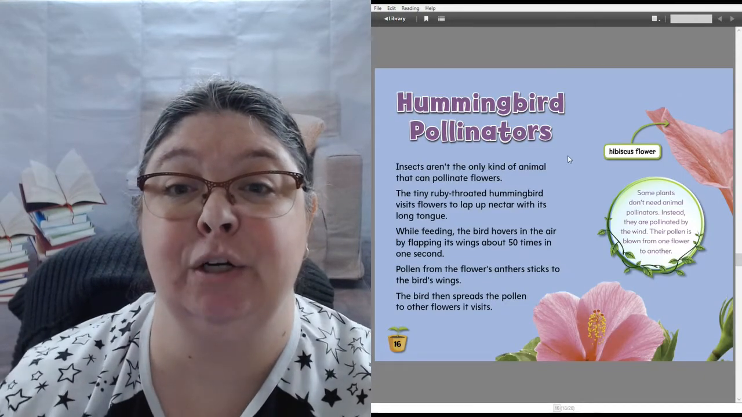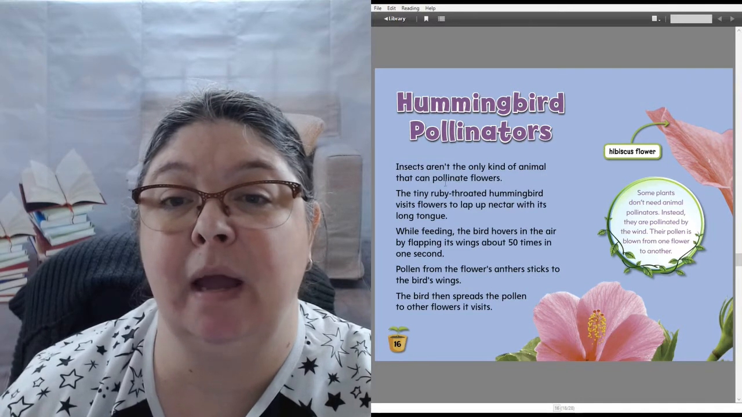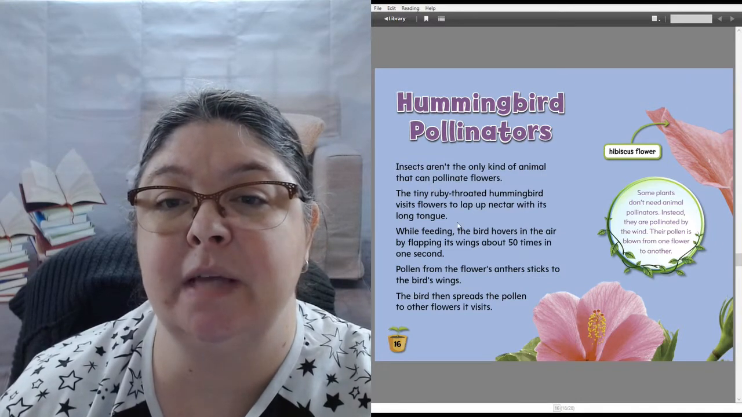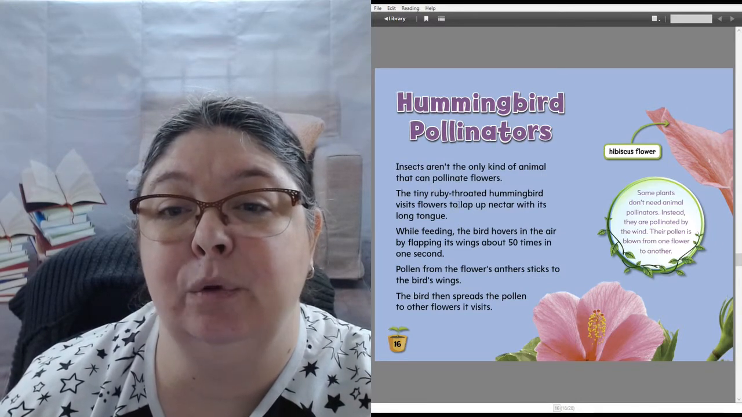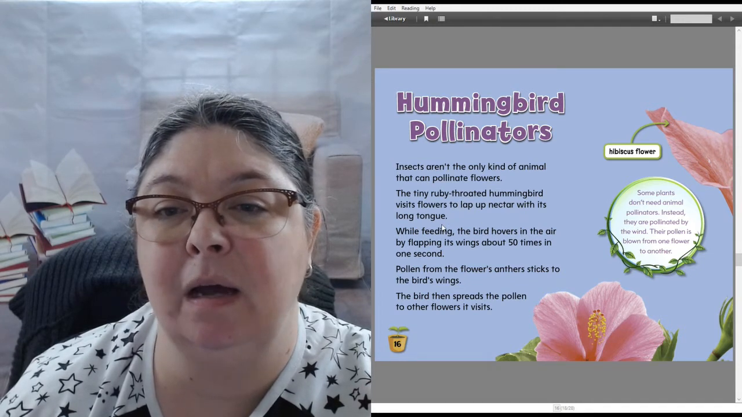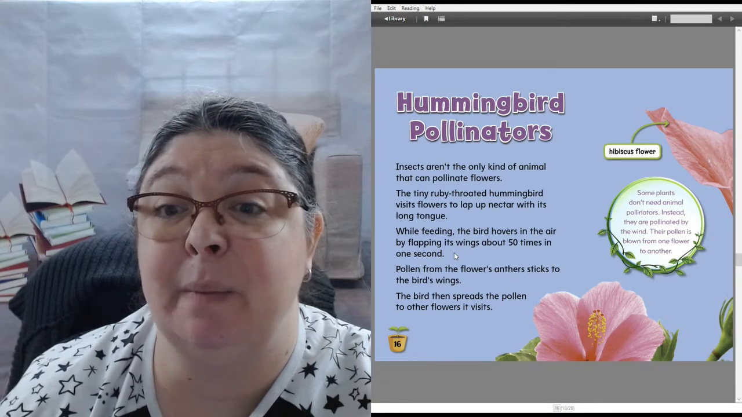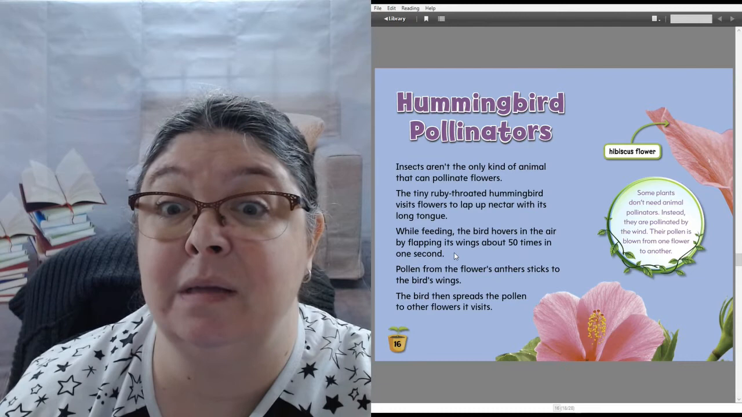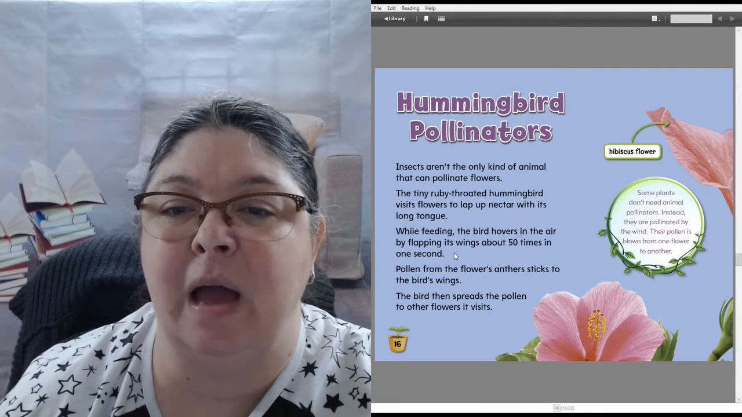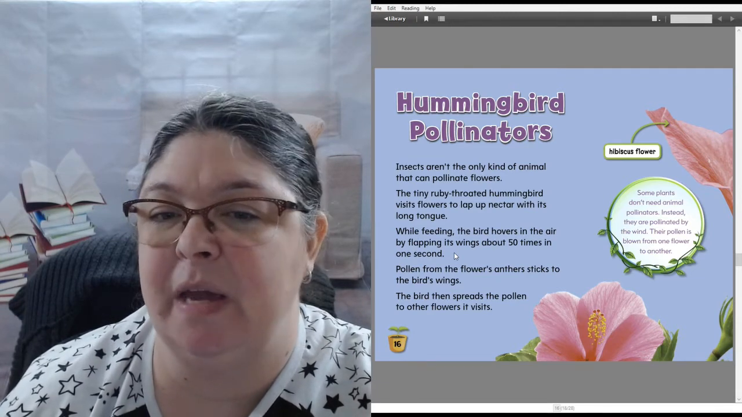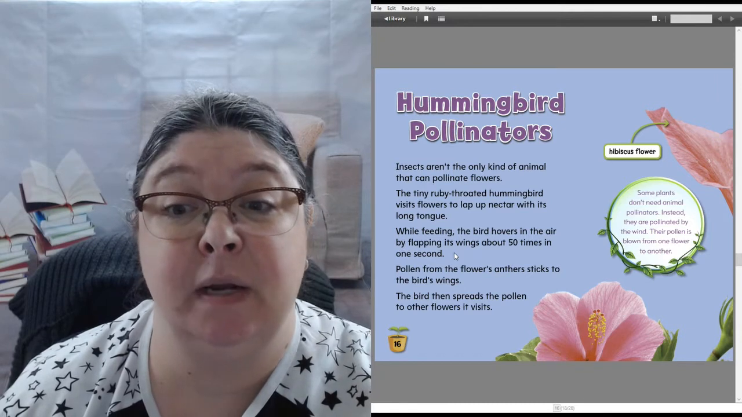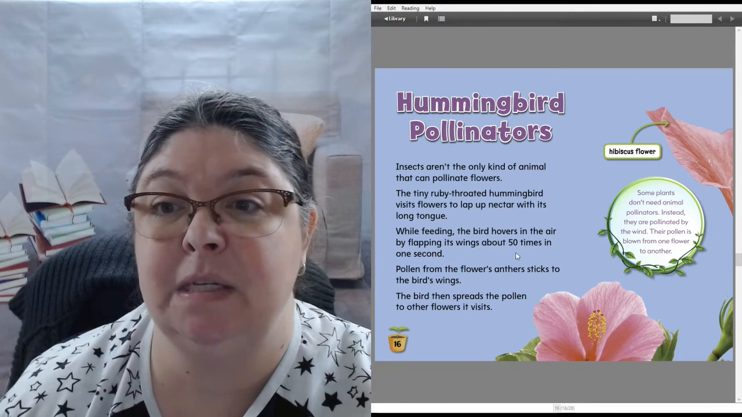Hummingbird pollinators. Insects aren't the only kind of animal that can pollinate flowers. A tiny ruby-throated hummingbird visits flowers to lap up nectar with its long tongue. While feeding, the bird hovers in the air by flapping its wings about 50 times in 1 second. Pollen from the flower's anthers sticks to the bird's wings. The bird then spreads the pollen to other flowers it visits.